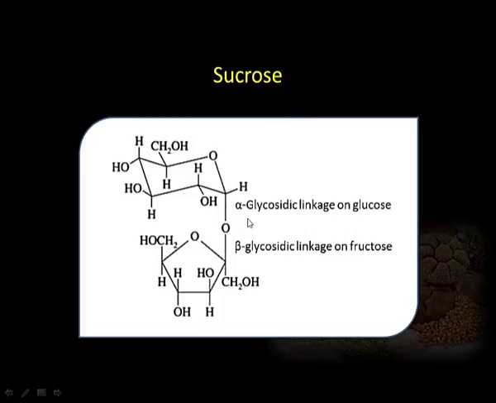In the alpha anomer of glucose, this hydroxyl is downward, and in the beta anomer of fructose, this hydroxyl is upward. So they are written this way so that we can see clearly the linkage like this, that fructose is using the beta anomer and glucose is using the alpha anomer. The anomeric carbon of both the monosaccharides are blocked, the ring cannot be opened and they will behave like a non-reducing sugar.